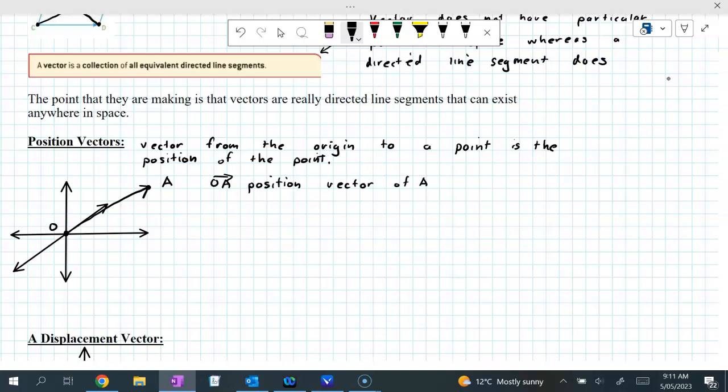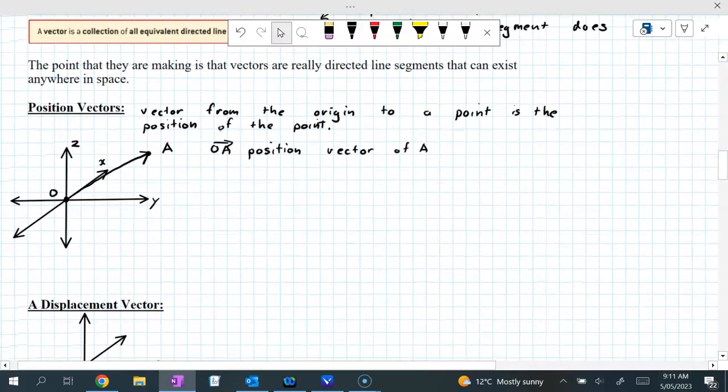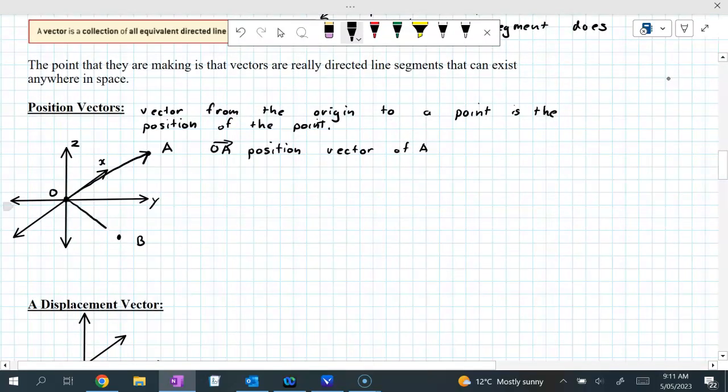Now I should just mention that this is X, Y, and Z. So OA is a position vector of A, or I could put another point down here, B, and it's OB. So we're going from the origin to B. So a position vector has got to tell us from the origin, how do we get to the point? So that's the position vector of B.